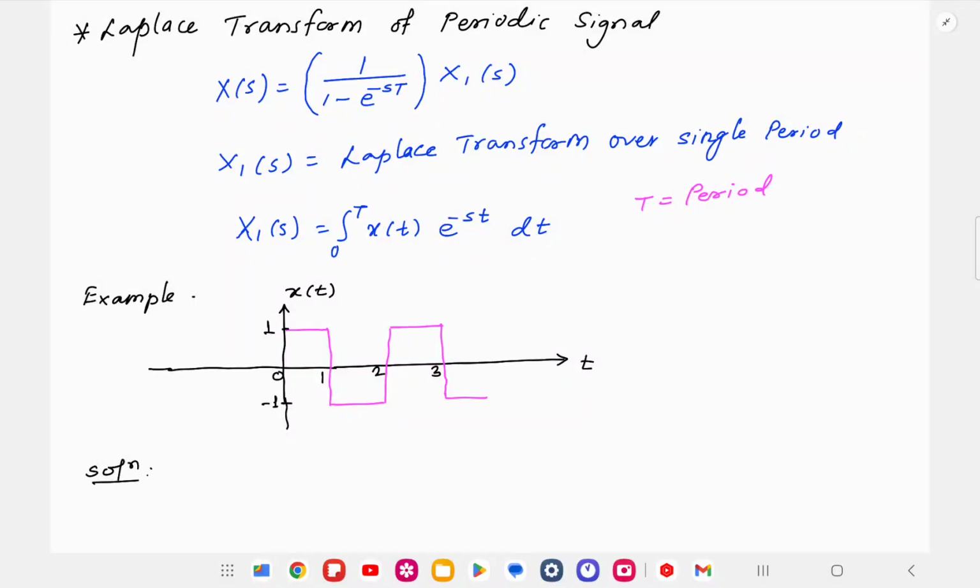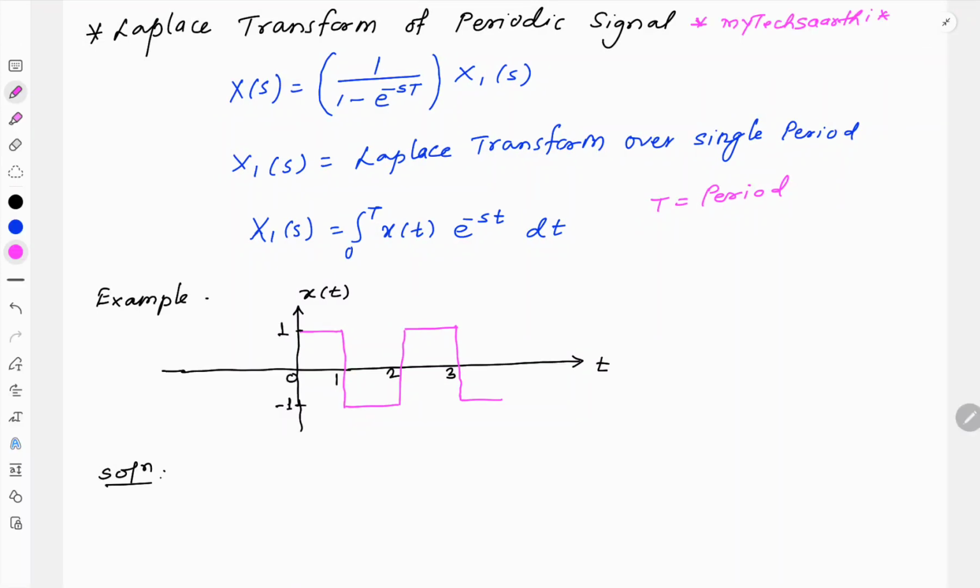In this video, we are going to study Laplace transform of periodic signal. So for a periodic signal, Laplace transform can be obtained as X(s) equal to 1 upon 1 minus e raised to minus sT into X1(s). So here X1(s) is an important term. This X1(s) is the Laplace transform of the given function over a single period.